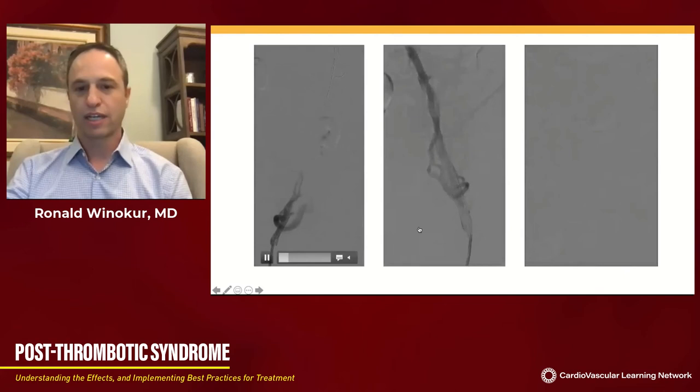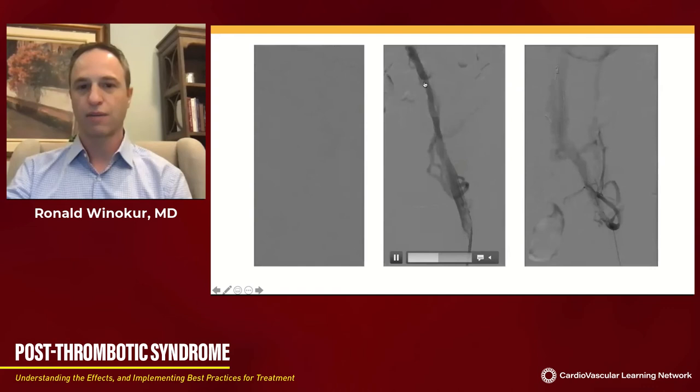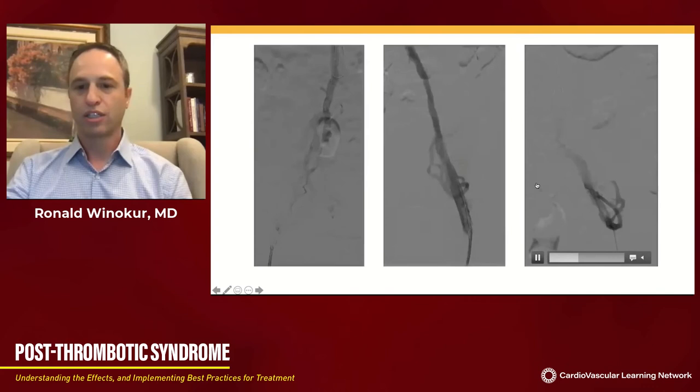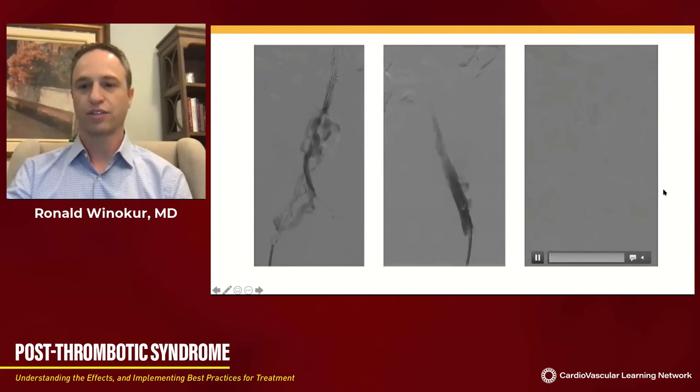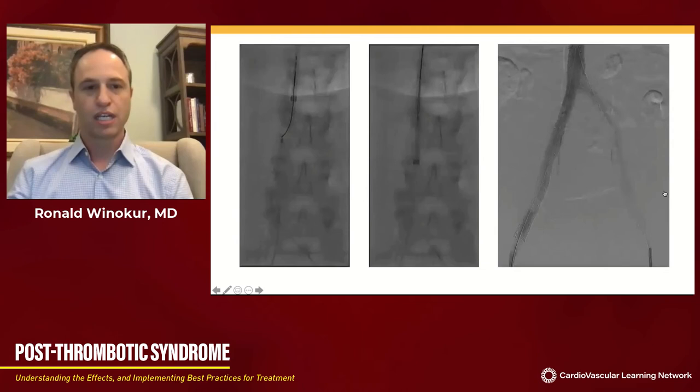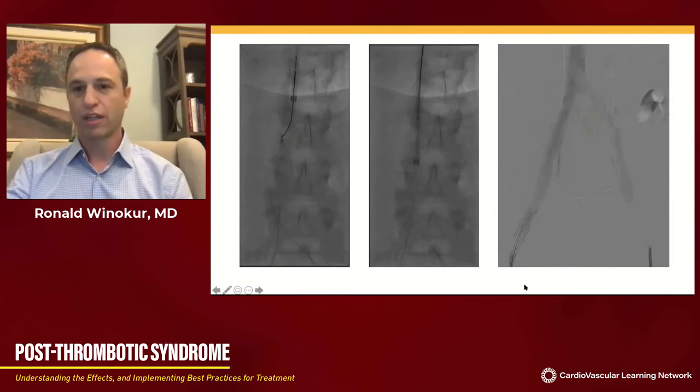The left side here looks a little bit more patent, still small caliber external and common iliac veins with collaterals, but flow's getting through. And as you look centrally, you can still see chronic post-thrombotic changes here, although there's flow passing through the IVC filter. So we moved forward on this patient, got through those chronic occlusions, removed this Denali filter here with a snare and using a sheath to remove the filter rather than stenting across, and reconstructed this patient with iliocaval stent.